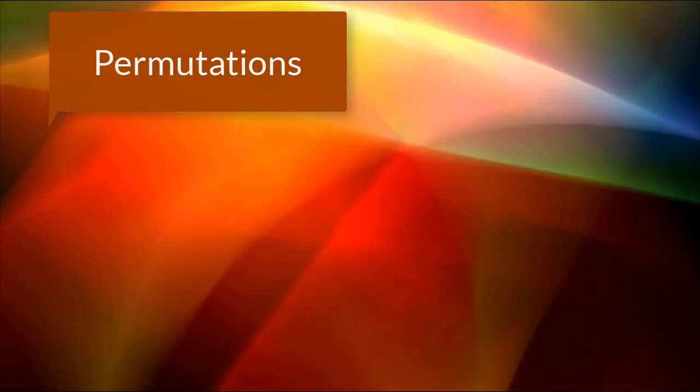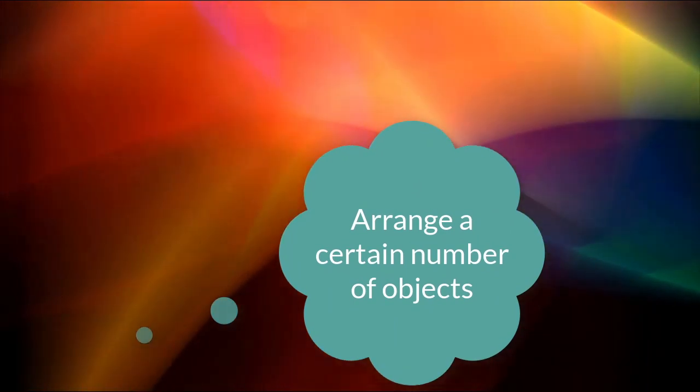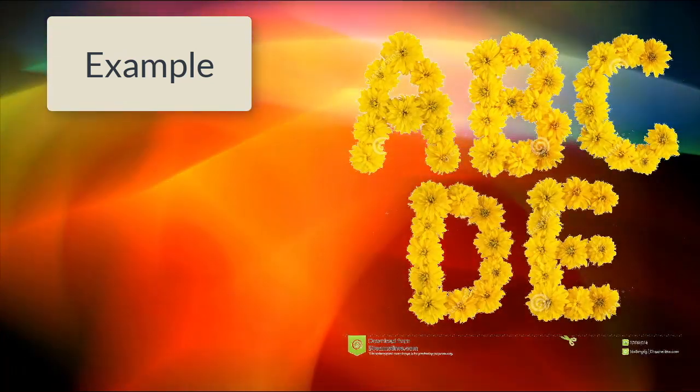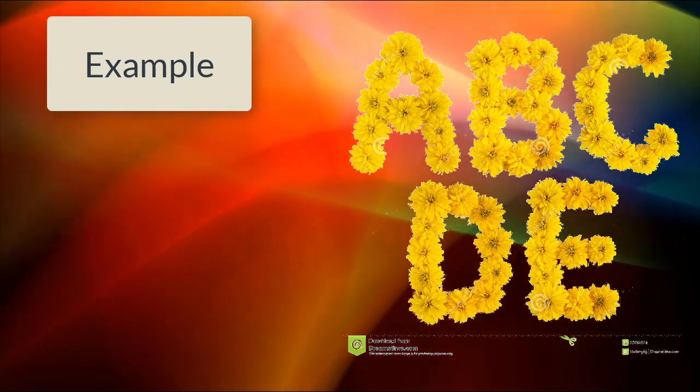Technique number 2, permutations. We use this when we are counting the number of ways to choose and arrange a given number of objects from a set of objects. For example, 3 alphabets are to be chosen from A, B, C, D, and E, such that repetition is not allowed. Then in how many ways can it be done?